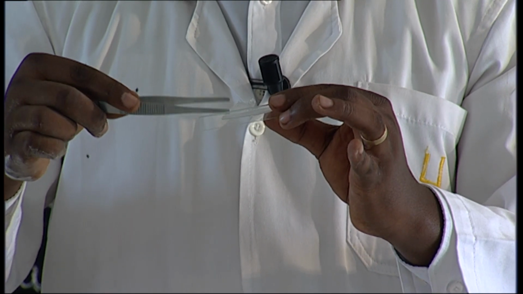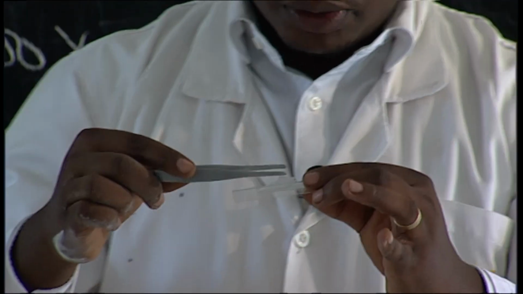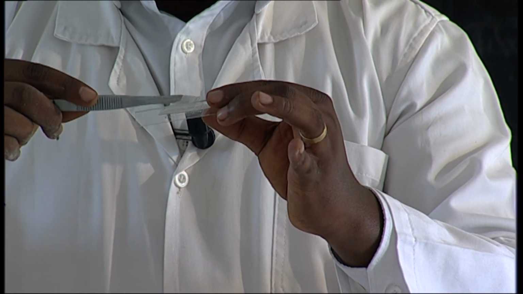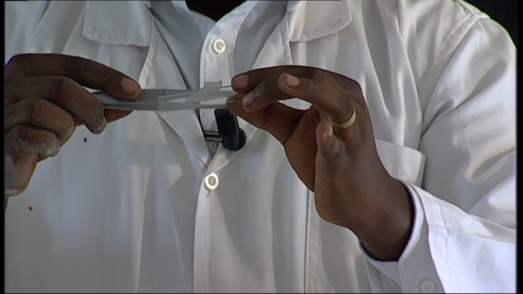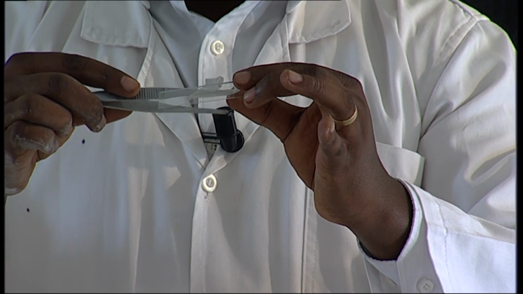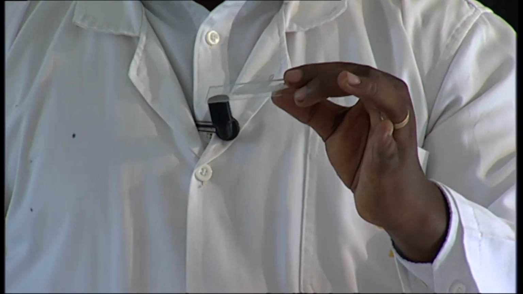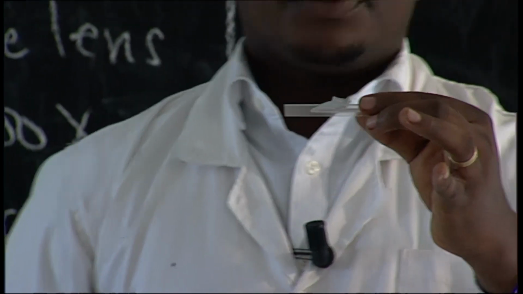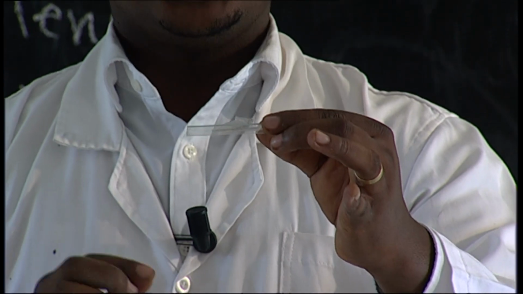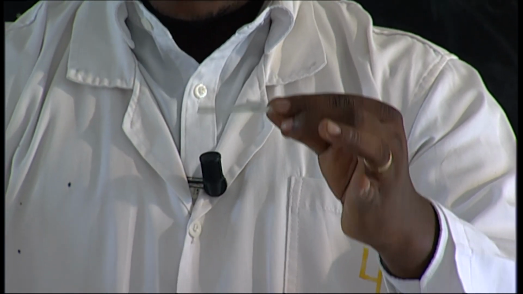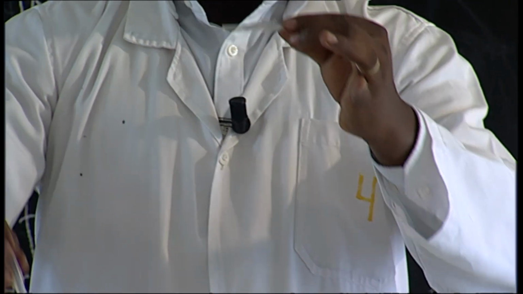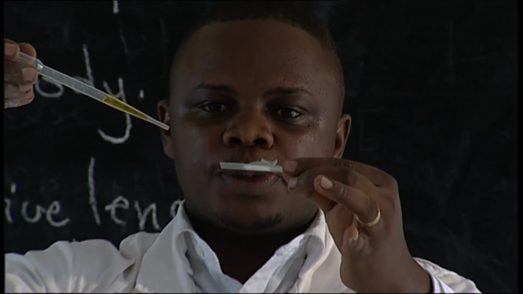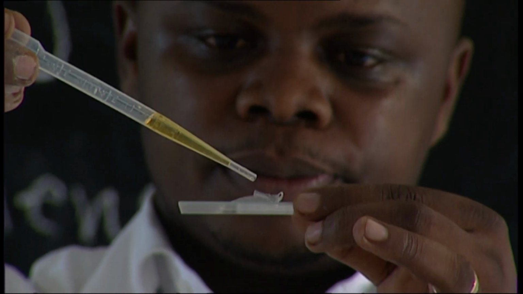I make sure it is flat, and the reason why I put there water is to avoid drying and wilting of the cells which make this membrane. Then from there, I have to put iodine solution for staining. I get my dropper. I put few drops of iodine solution.